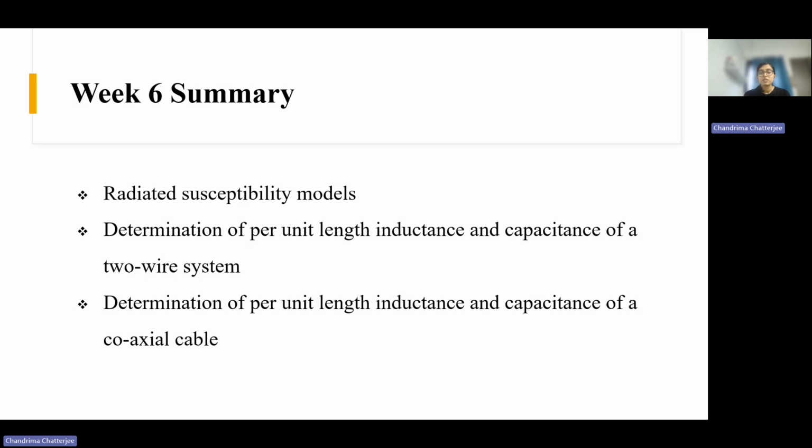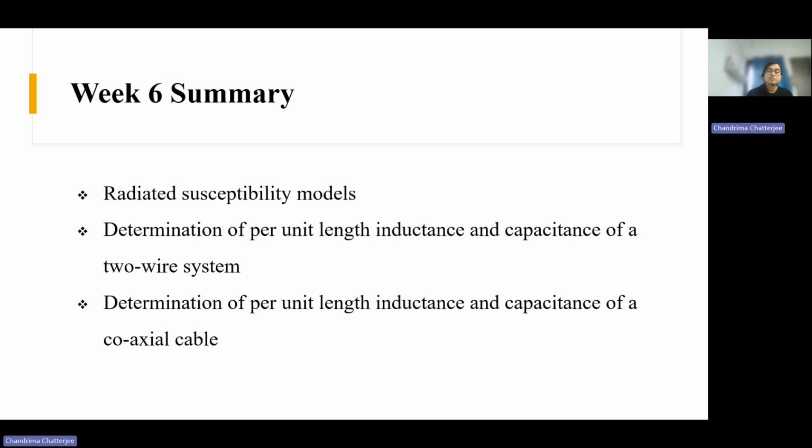We also solved numericals to find out the electric field caused by differential mode current and the electric field caused by common mode currents. Towards the end, we also discussed current measurement, how we measure a current with the help of a current probe, and what the impedance characteristic of a current probe is. All these things we discussed.